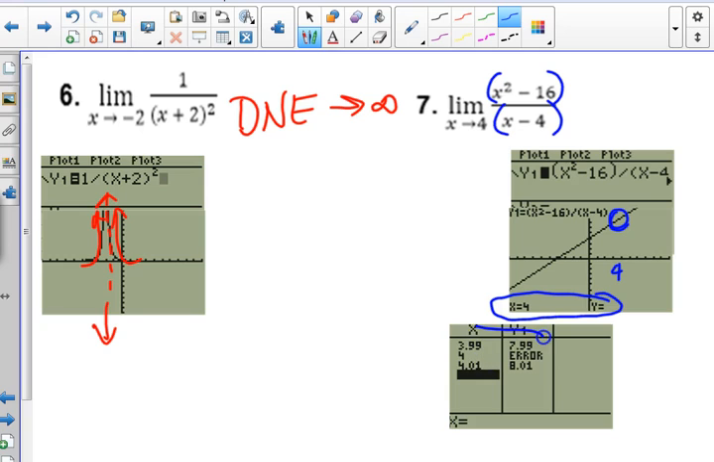But look what happens on either side of 4. Where is it at? 3.99 and 4.01. It's approaching what? It's approaching 8. We need the y value. When I put in 3.99, I got 7.99. When I put in 4.01, I got 8.01. So it is approaching 8. Students get confused, and you'll go to take the final, and you'll put an X value. It's a y value you want, okay?